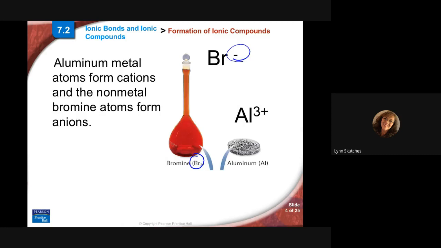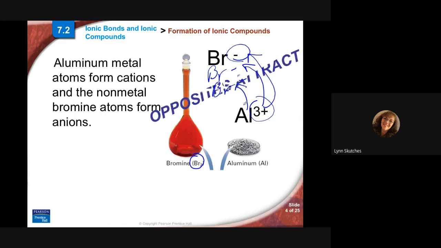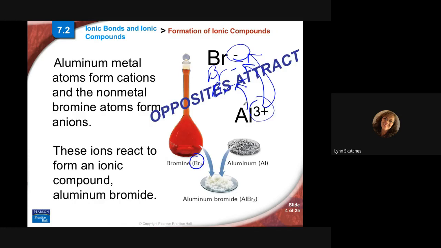And aluminum is a shiny silver metal, as you know quite well. It has 3 valence electrons. It will lose them. Those electrons don't just vanish. Where did they go? They went to bromines to make bromides. Each one of those 3 valence electrons from aluminum finds a home on a bromide ion. And so they stick together because opposites attract and create an ionic compound called aluminum bromide. Again, brown liquid, shiny silver metal, white solid.